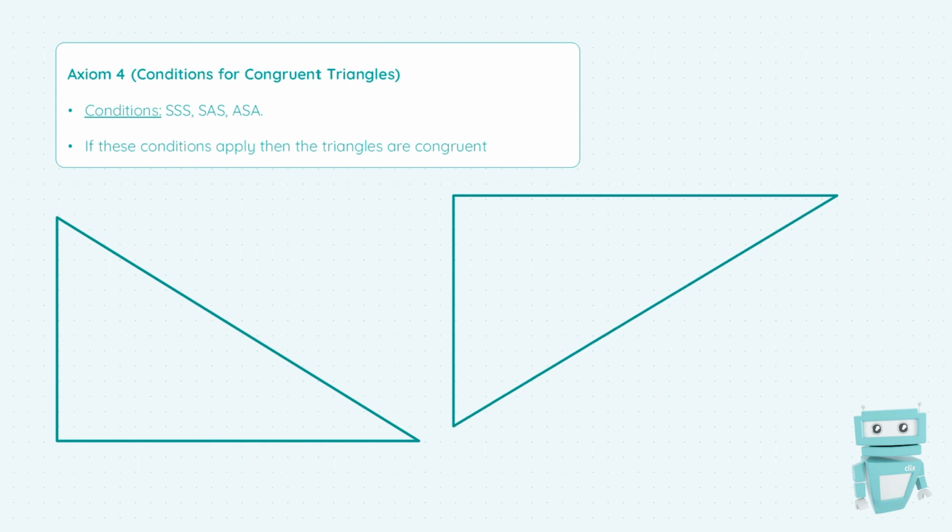The second condition is side, angle, side. So in this case, we're just going to know two of the side lengths and then the angle in between those two sides. So imagine we knew that this was equal to 4 and this down here was equal to 6. And then we had that the angle in here is a right angle. And we could also say the same thing about this triangle over here. So we have 4, 6, and a right angle. That means that these two triangles, once again, are congruent.